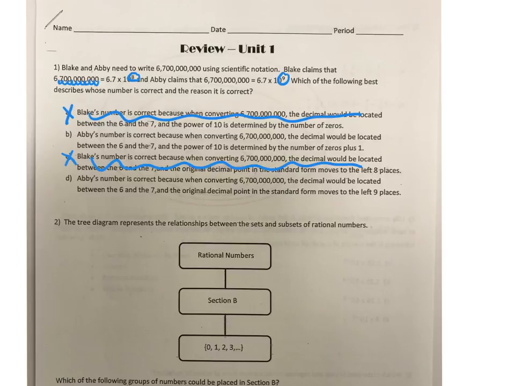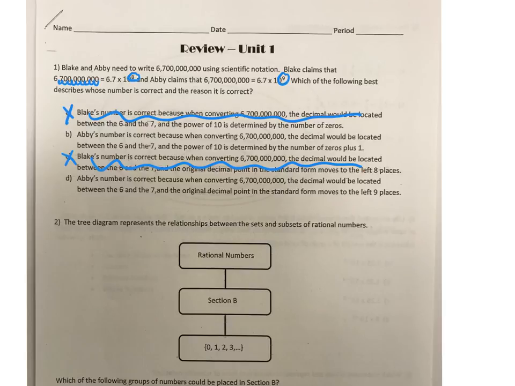Okay, so Abby's number is correct when converting 6.7 billion, the decimal would be located between the 6 and the 7, and the power of 10 is determined by the number of zeros plus 1. Well, that does actually work. And so what about D? Abby's number is correct because when it's converting 6.7, the decimal would be located between 6 and 7, and the original decimal point of the standard moves to the left 9 places.